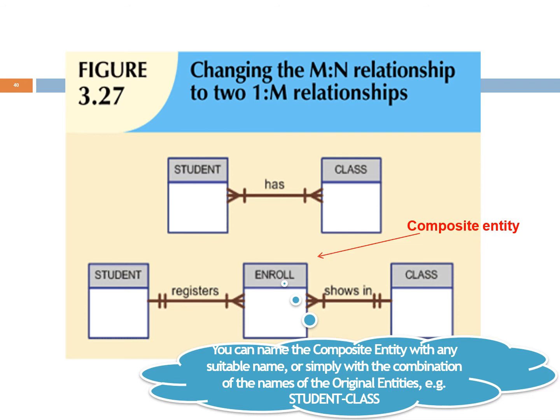So you have to look at this diagram very carefully, because it shows you how a many to many relationship is broken down or changed into two relationships, whereby the two relationships are one to many. And then there's a note: you can name the composite entity with any suitable name, or simply with the combination of the names of the original entities. For example, student dash class, if you don't have any idea of what to name the new composite entity.